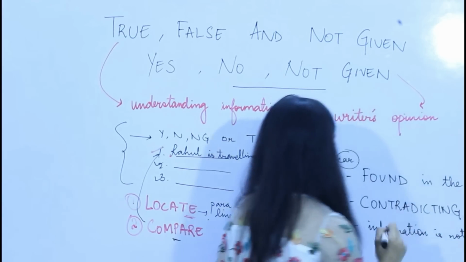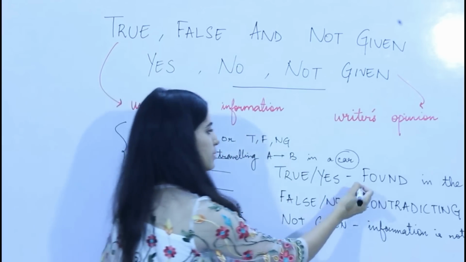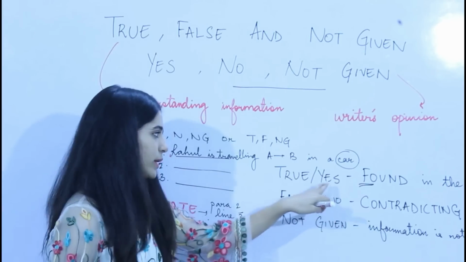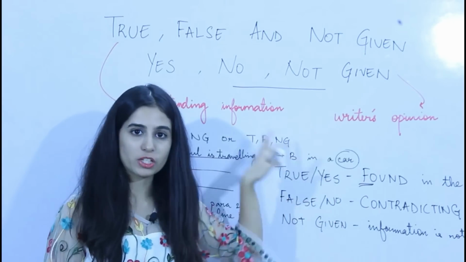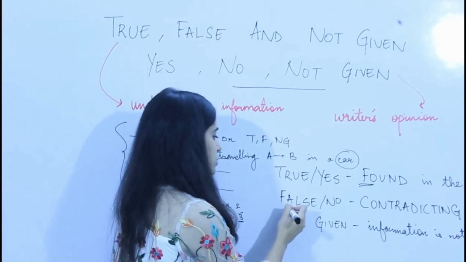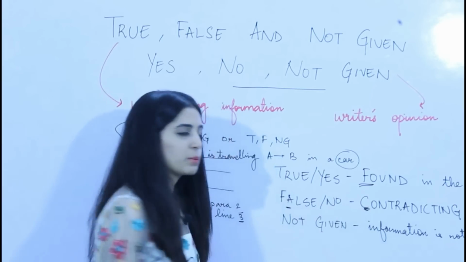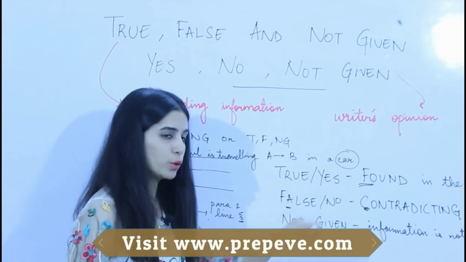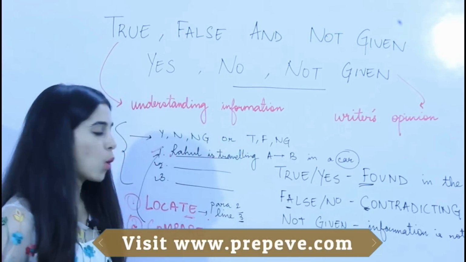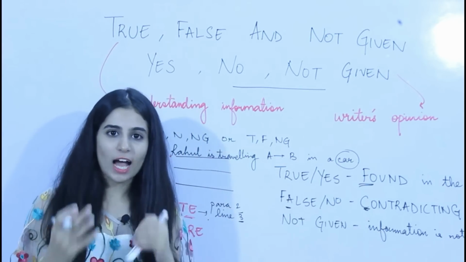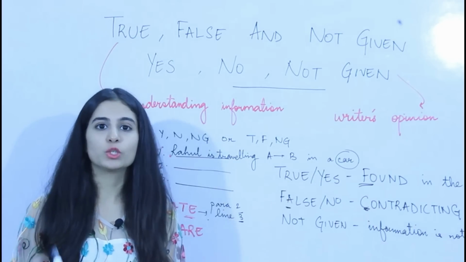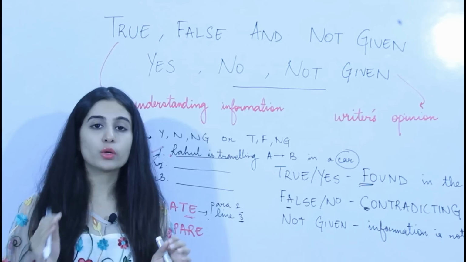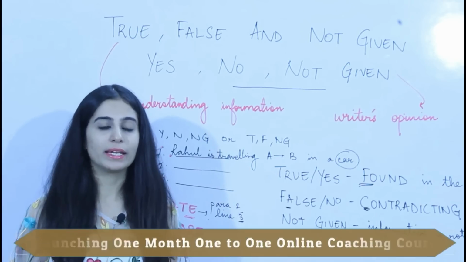Now, one important thing is that if something is found in the passage, it is obviously true, or you write yes when the writer's opinion matches with the question. If it is false, or if the statements are contradicting while you are comparing them, then you would write false or no. But in case of not given, often what is done is that you assume things. You do not have to make any sort of assumptions or put your opinions. You don't have to do any guesswork.